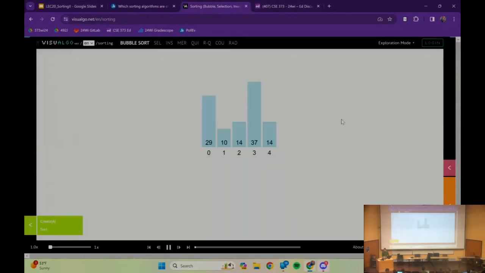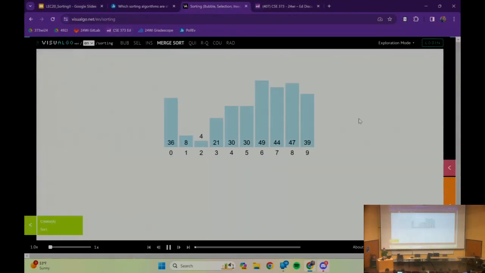Oh God, okay. That's the one thing I don't like about Visualgo. It really wants you to take that tutorial. Let's watch merge sort on Visualgo. I think it makes it a little clearer.